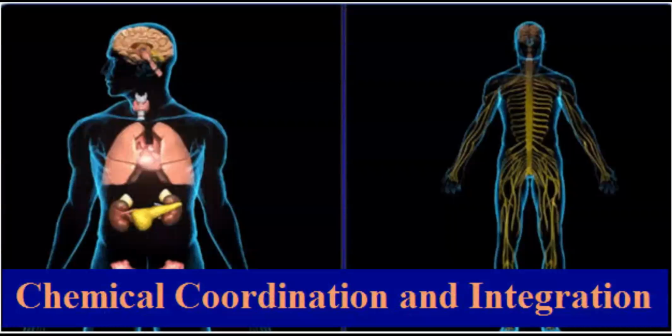We are going through chapter number 22, chemical coordination and integration. In the last lecture, I think it was very much disrupted by connectivity issues, so we could complete only up to half the portion of the pituitary itself. We'll resume from that same topic, which was incomplete.